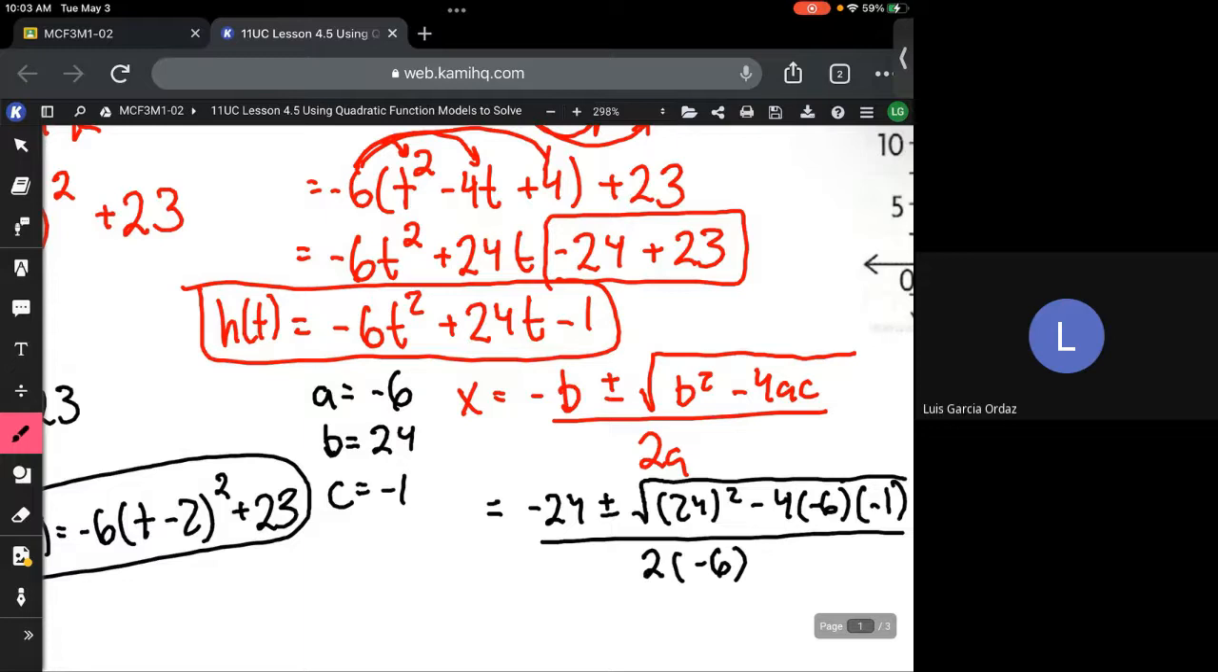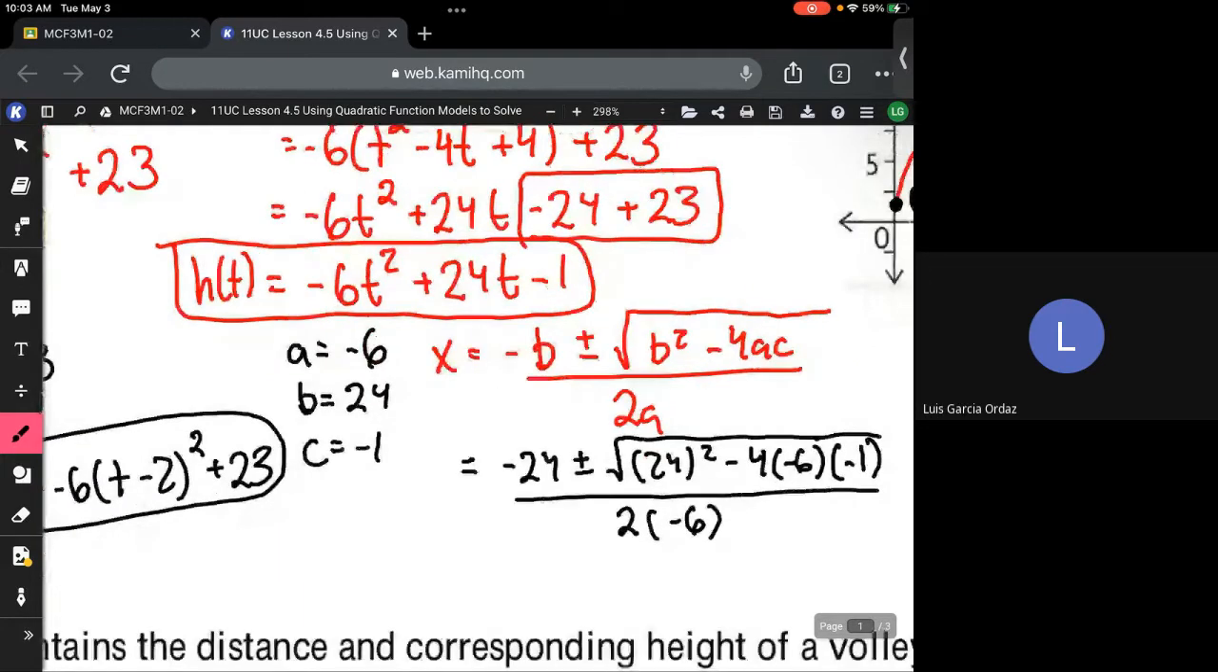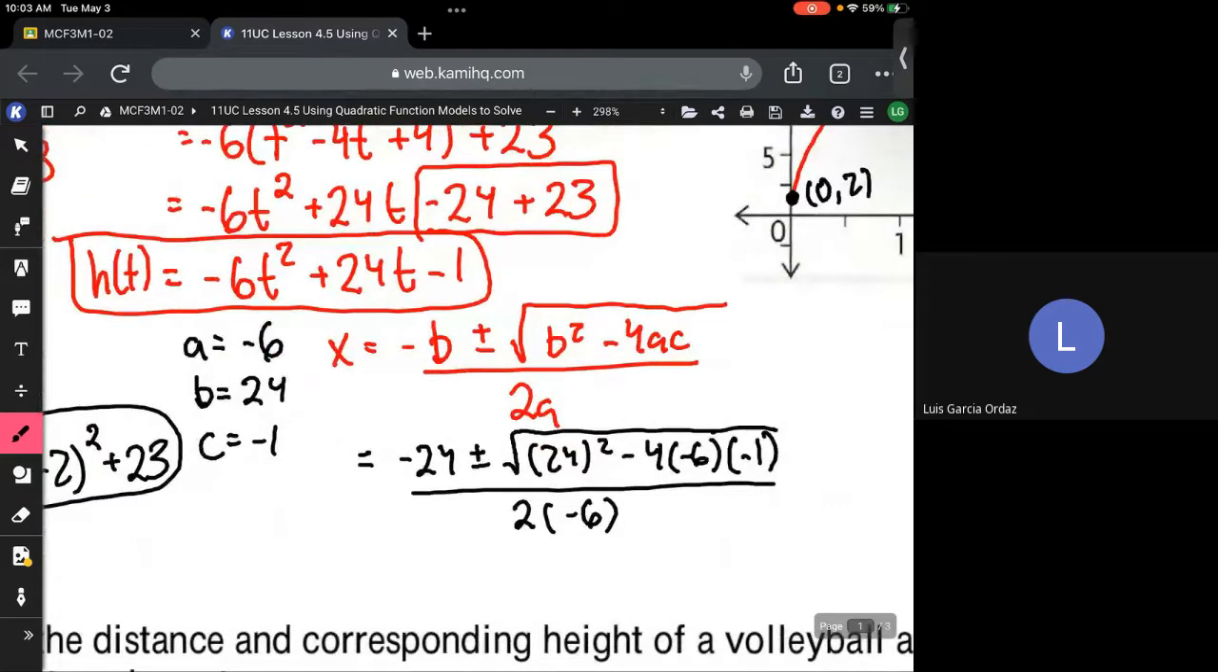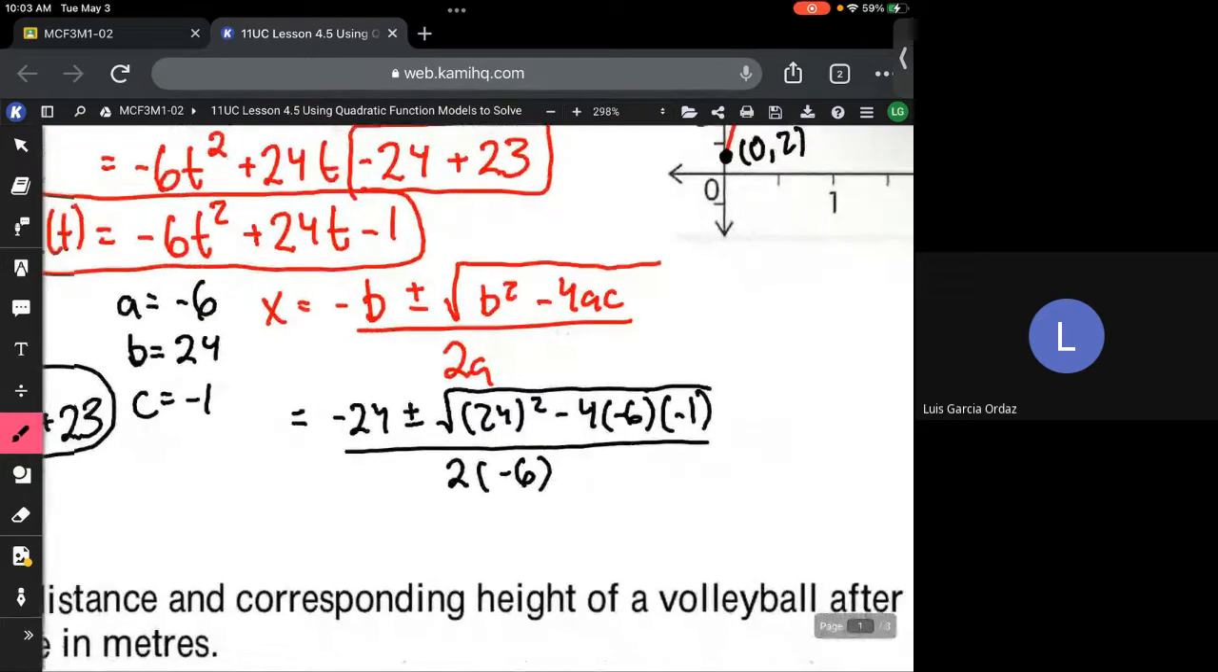And this takes too long. It's not even hard, it's just so much writing. Exactly.